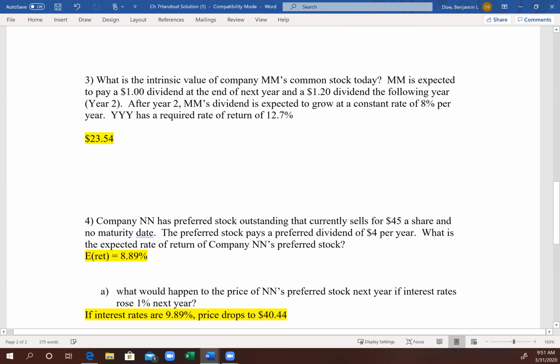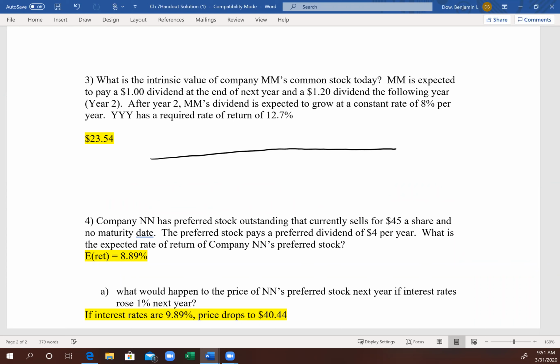All right, last thing I'll do is show you the constant growth rate, and then we'll work some of the problems. So let's suppose we have a stock that's expected to pay $1 dividend at the end of year one, $1.20 at the end of year two, and after year two, it's expected to grow at a constant rate of 8%. So year 3, 4, 5, all the way out to infinity, the dividend just keeps growing and growing.